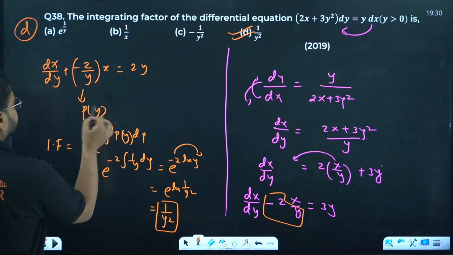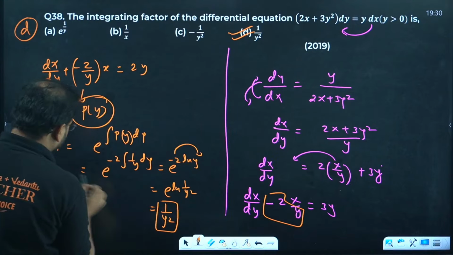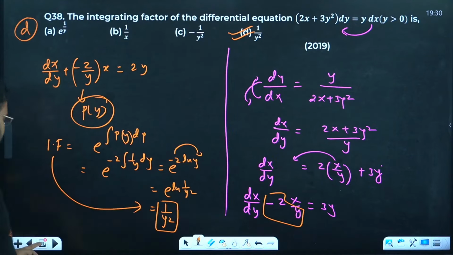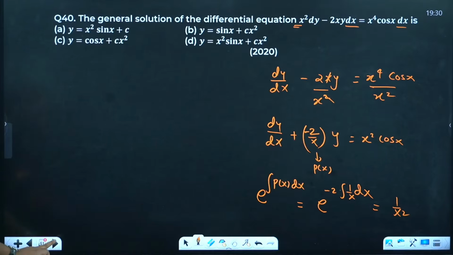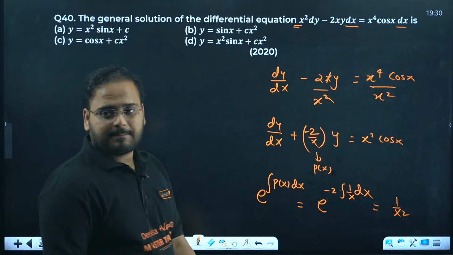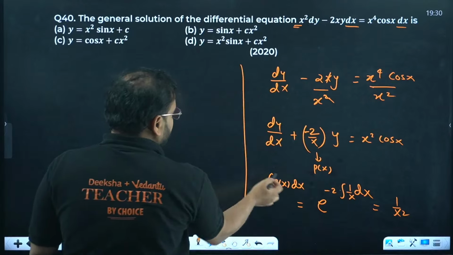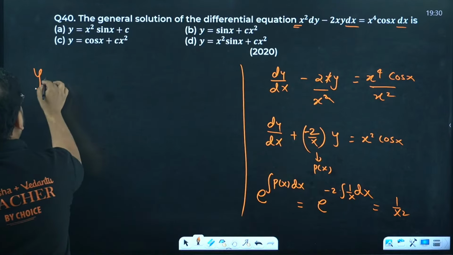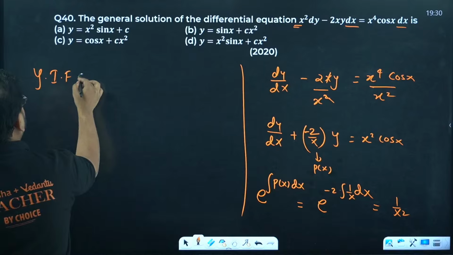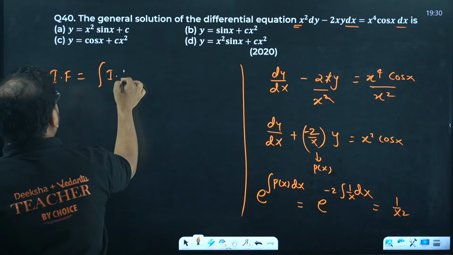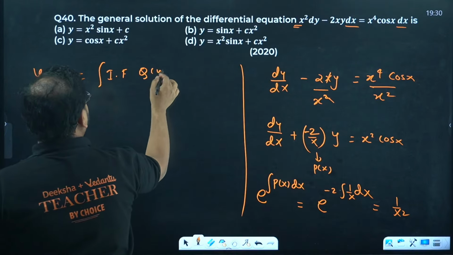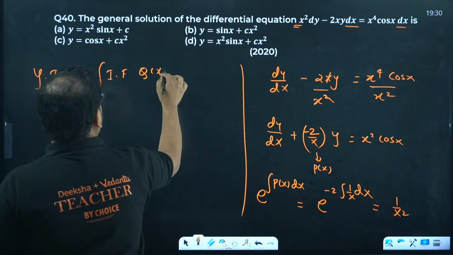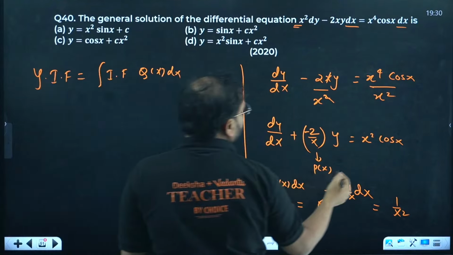Please check. And this answer came for integrating factor as 1 by y square. So for this question, this will become what? 1 by x square. And the answer is given by y into integrating factor equals integrating factor into Q of x dx.